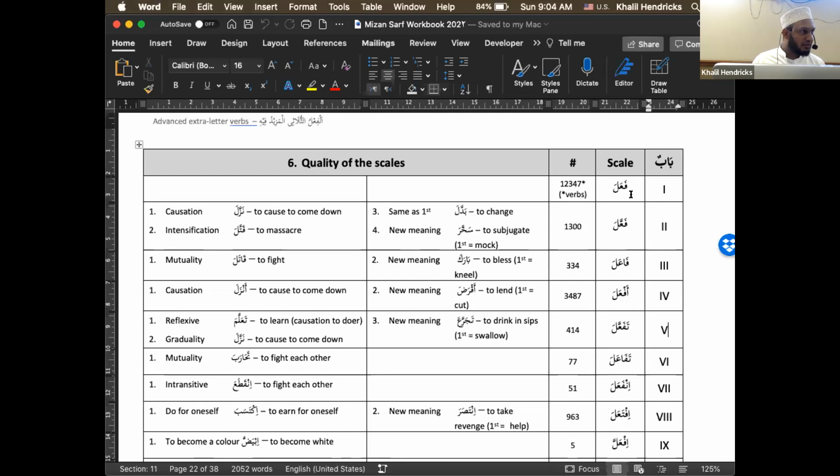The second quality of this bab is going to be intensification. Not as common. But qatala means to kill. You put it on the second bab, it becomes what? Qattala. Becomes? And now what does it become? Qatala becomes what on the second bab?